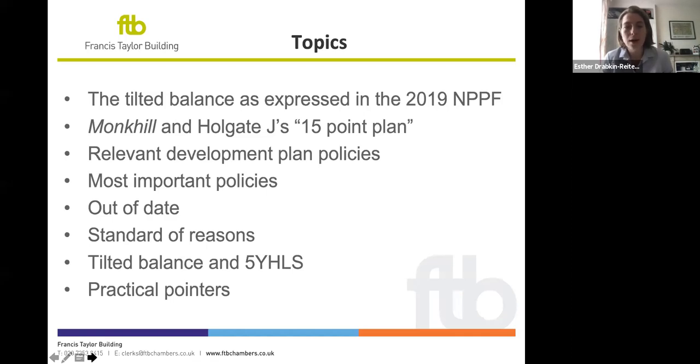Thirdly, a number of different aspects of the tilted balance test as expressed in the 2019 NPPF, which includes the meaning of relevant development plan policies, the most important policies for the determination of an application, when and how to determine whether policies are out of date, and then the standard of reasons that are necessary where a decision is made that the tilted balance does or does not apply. We'll then deal with some more specific matters regarding the tilted balance and 5-year housing land supply, and some practical pointers at the end when you're considering these provisions and how to apply them.